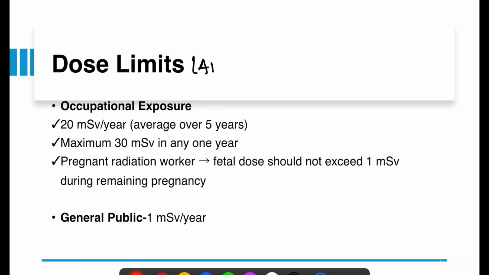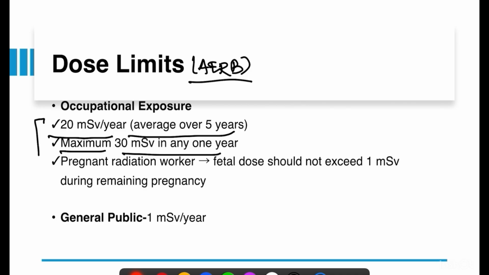As per the AERB, the occupational exposure dose limit is 20 millisievert per year, averaged over 5 years, or a maximum of 30 millisievert in any 1 year. This means that the radiation exposure of a worker is not just over a year, but over a block of 5 years. We will understand this with this example.